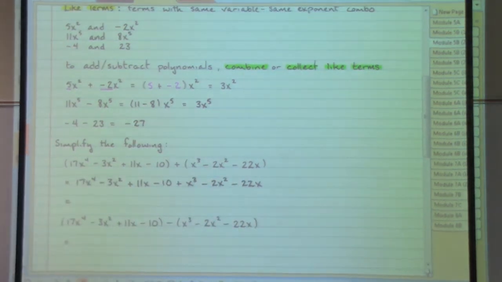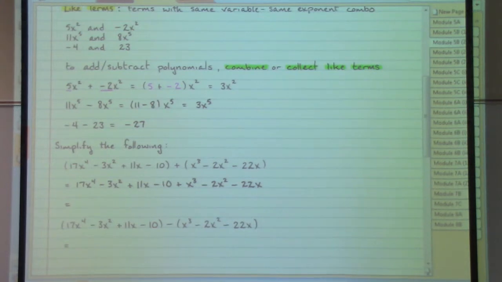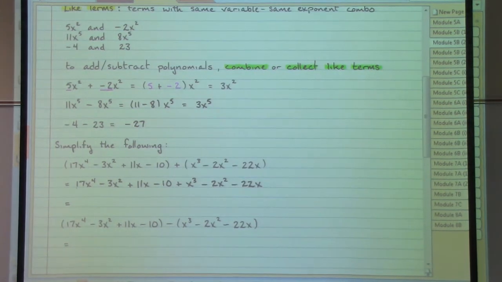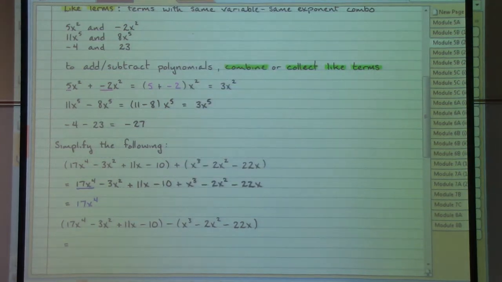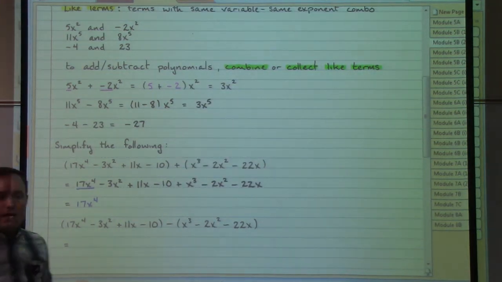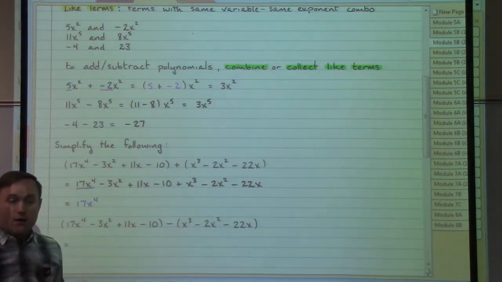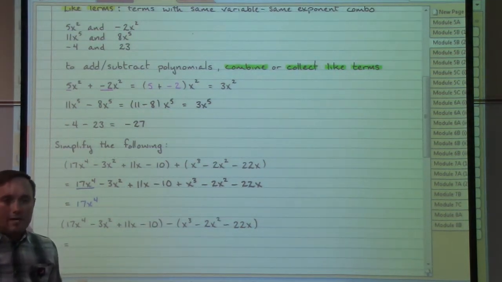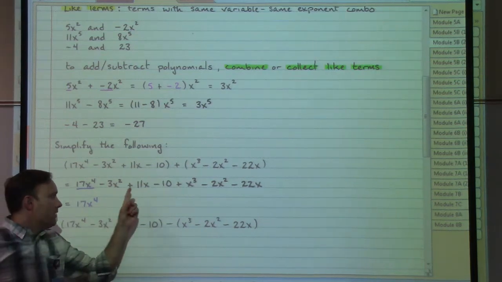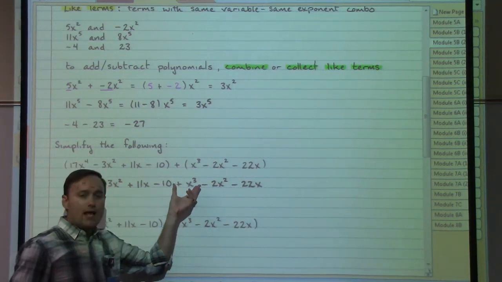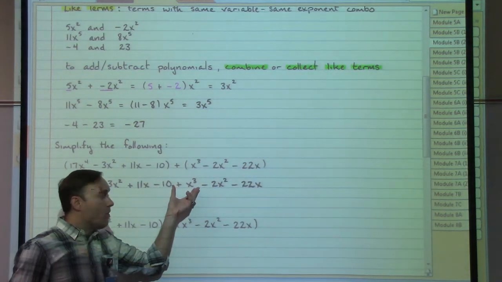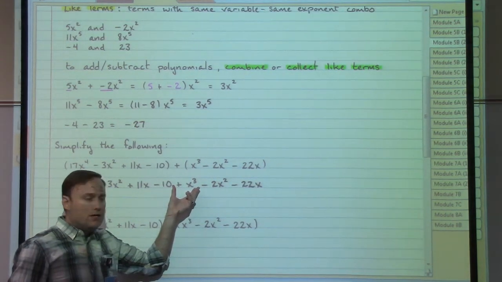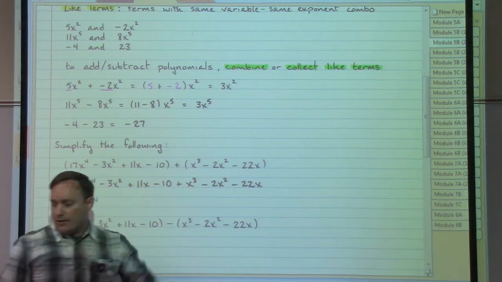So according to our convention, that 17x to the power of 4 is going to be the first part of our answer. Then we want to go ahead and move down through our powers. So the next power that we would want to put in there, if it shows up, is going to be a power of 3. So we go looking, here's a term that has x with a power of 3. It's the only term that has x with a power of 3. So this is going to be the next part of our answer.